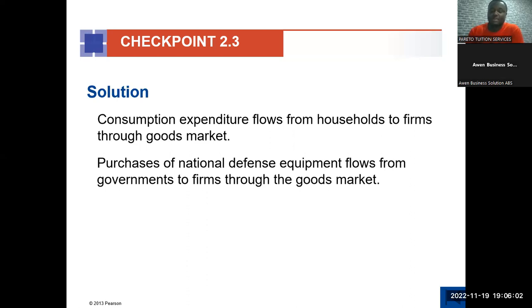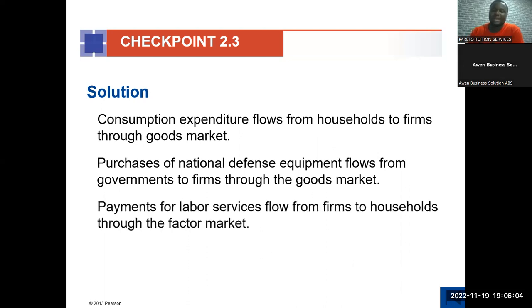And then the last one is the payment of factor services. That one is done by the firms to the households. So remember, the firms will have to go to the factor market, buy the four factors of production there, and then they pay the households factor incomes. So the factor incomes here will be the payment. It moves from the firms to the households through the factor market. So I hope there's no question.